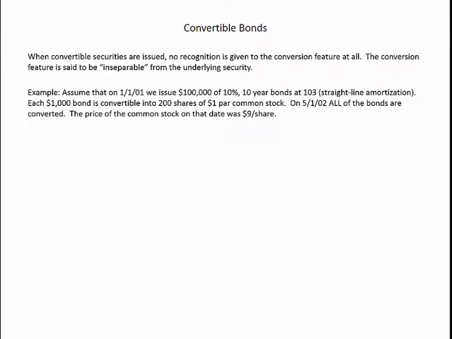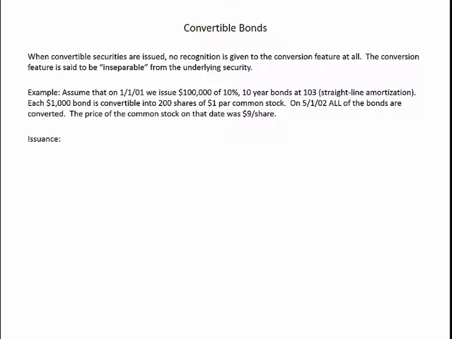Now let's go ahead and start with an example where on January 1st, 2001, we're going to issue $100,000 of 10% 10-year bonds at 103, and we'll use straight line amortization. Each $1,000 bond is convertible into 200 shares of $1 par value common stock, and on May 1st, 2002, all of the bonds are converted, and the price of the common stock on that date was $9 per share.